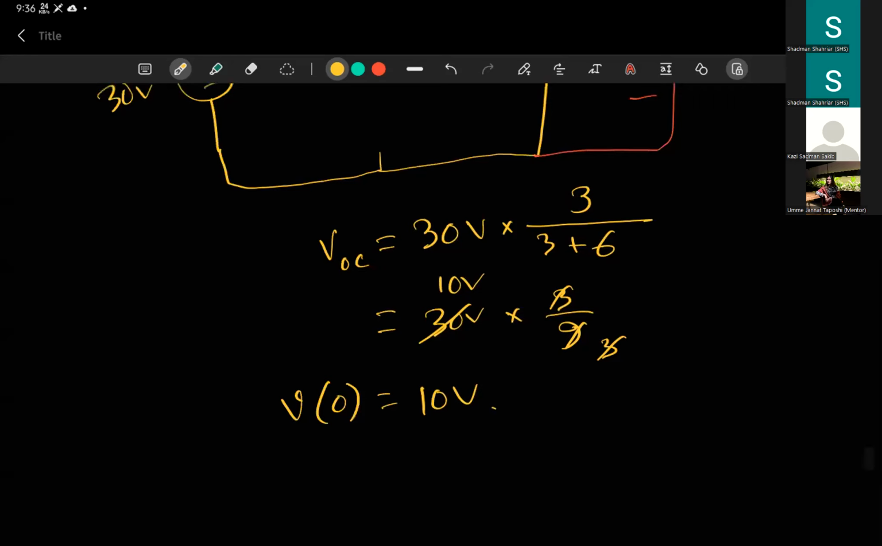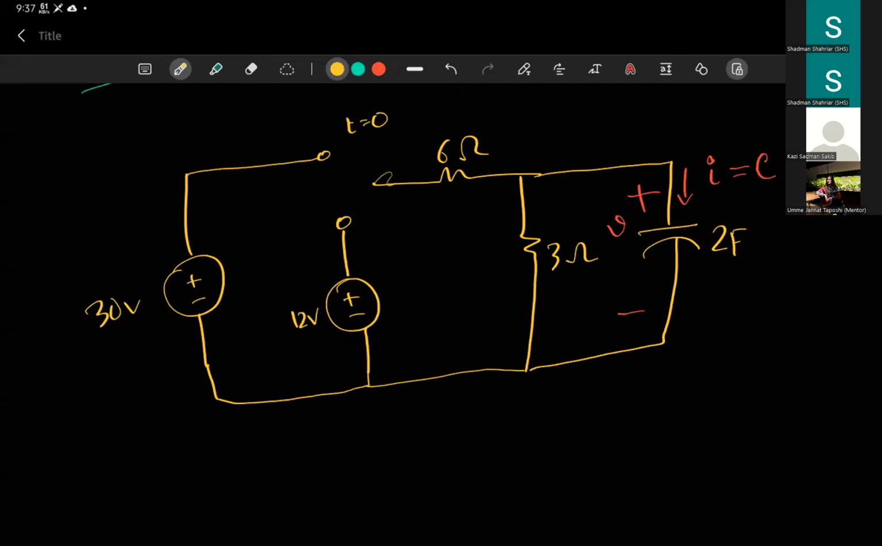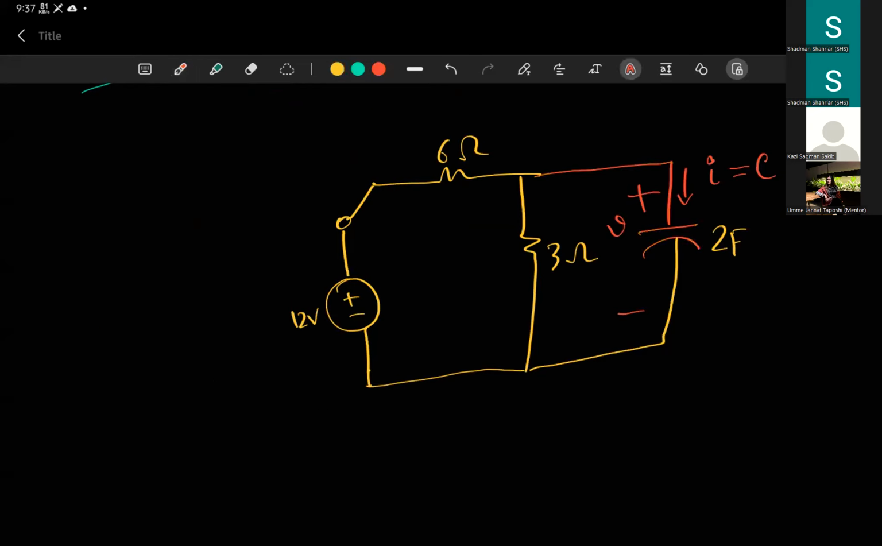Okay, so for the final circuit, the switch position will change from this position to this position. That means this part is basically non-existent. And this capacitor is your load. Again, you're trying to find VOC here. So that is what I'm going to do. I'm going to open it up and find the VOC here.